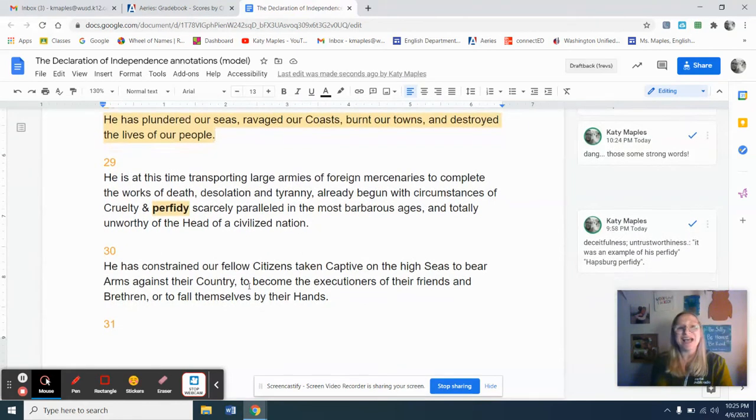He is at this time transporting large armies of foreign mercenaries to complete the works of death, desolation, and tyranny, already begun with circumstances of cruelty and perfidy scarcely paralleled in the most barbarous ages, and totally unworthy of the head of a civilized nation. He's sending armies over to kill us.